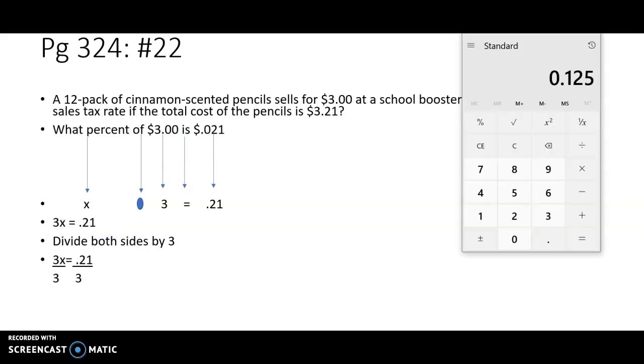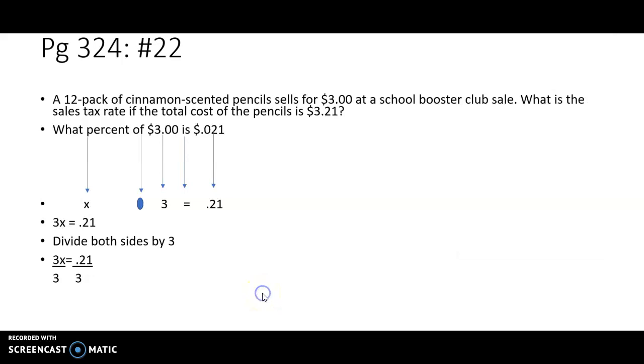And if we go to our calculator, the number that you put in first is 0.21. So we do 0.21 divided by 3. And that gives us 0.07. Now we have to change that to a percent. So we're going to move that over 2 spots, and it's 7%.